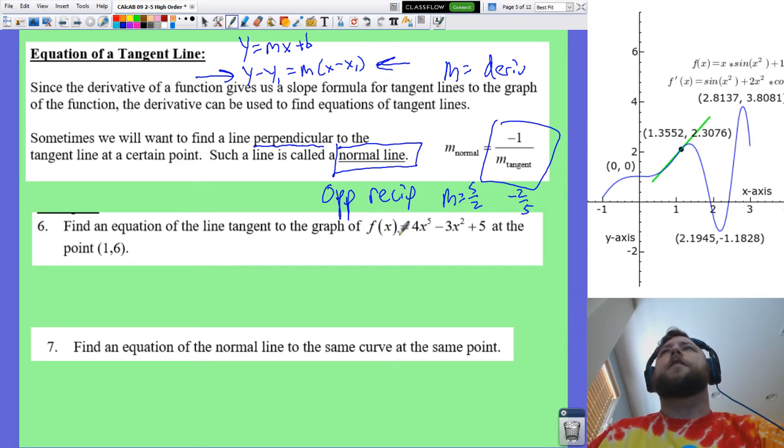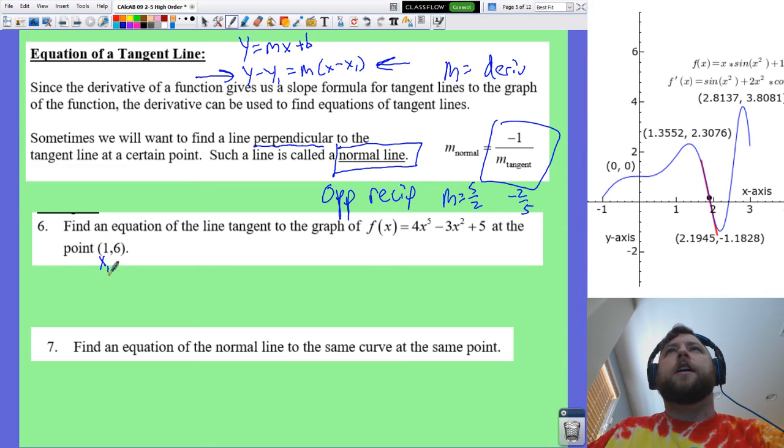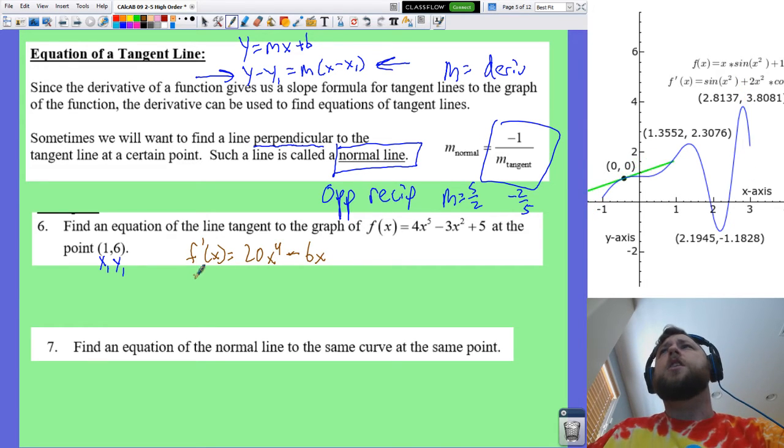So find an equation of a line tangent, for example, to this graph at the point (1, 6). Well, 1 is your x1 and 6 is your y1. So we have those. I need to find my slope. To find my slope, I find my derivative. f prime of x is 20x to the 4th minus 6x. So to find the derivative at this point, that means plug in the 1 for the x.